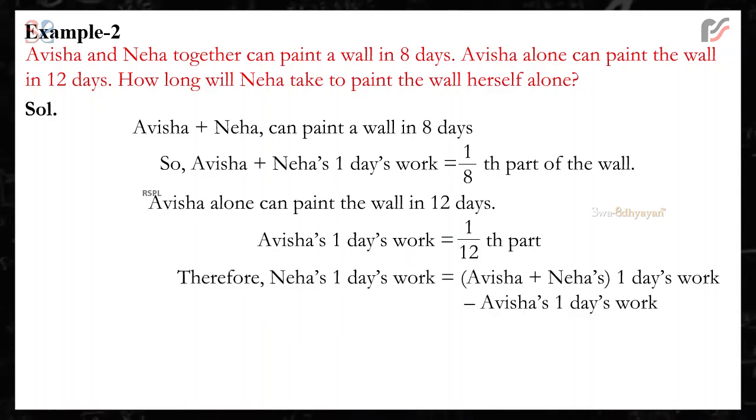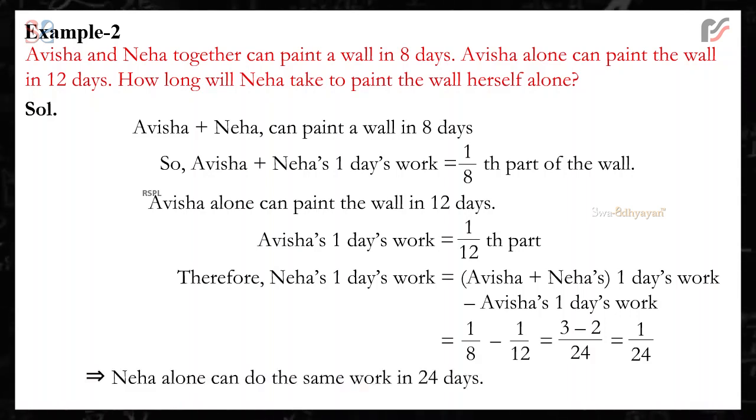Therefore, Neha's 1 day's work is equal to Avisha plus Neha's 1 day's work minus Avisha's 1 day's work. This is equal to 1 upon 8 minus 1 upon 12. This is equal to (3 minus 2) upon 24 is equal to 1 upon 24. Implies that Neha alone can do the same work in 24 days.